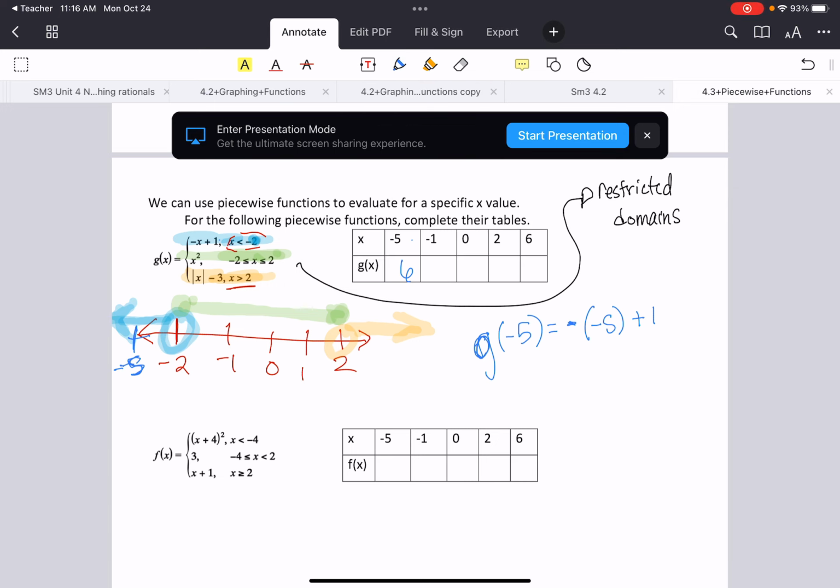All right, what about -1? Where is that going to go on the number line? At the -1. Yep. And then you said in this second section. Here's our -1. So we're going to use green, or your second color. Say g of -1 equals, here's our equation, -1 squared.